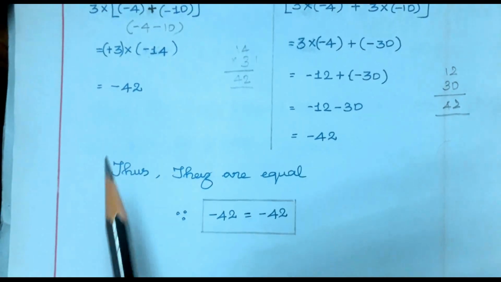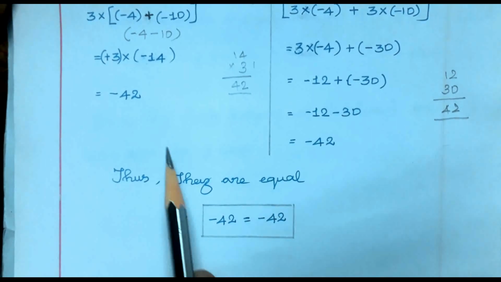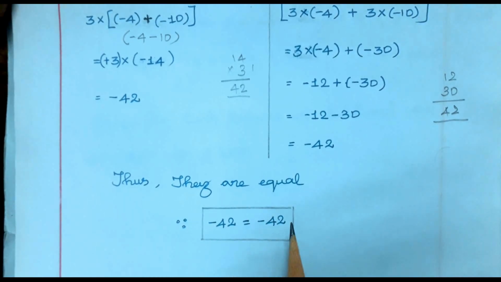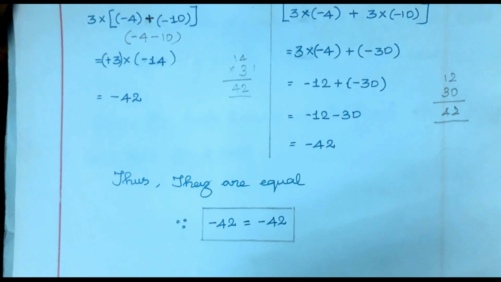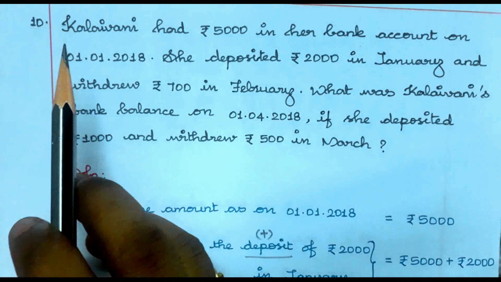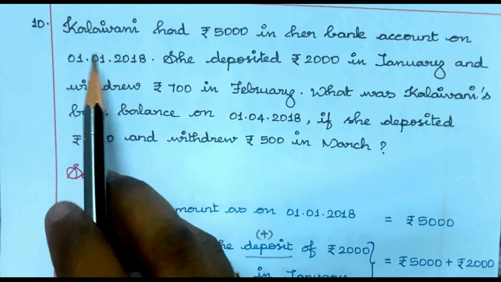So, checking the first and the second expression, both the answers are equal. Thus, they are equal, since minus 42 is equal to minus 42. Clear? Now, 10th question, it is a word problem, very interesting.